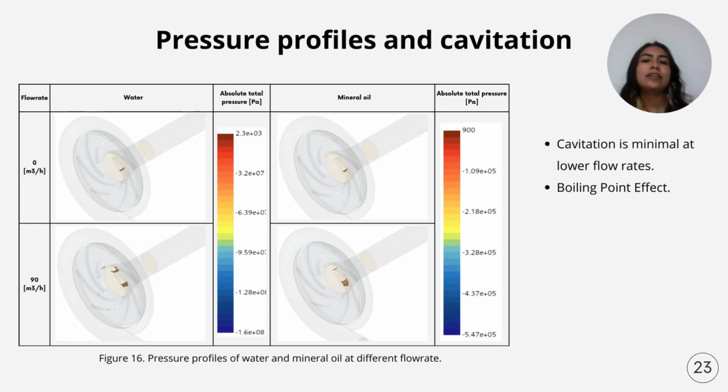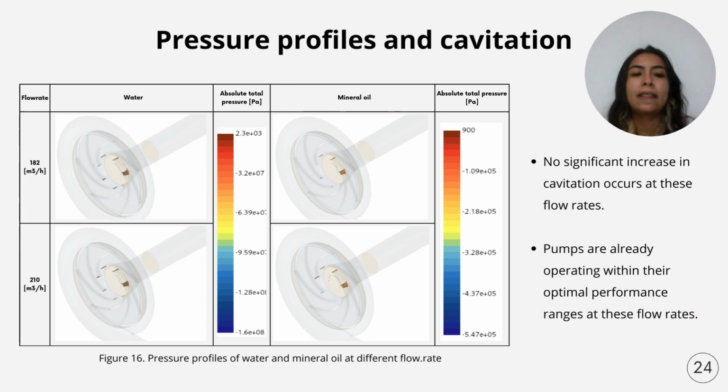While cavitation is an undesirable process in a pump, it is not critical if it occurs at the center of the pump, at the origin of the blades. For lower rates, such as 0 and 90 cubic meters per hour, cavitation is minimal for both fluids. There is a noticeable increase in water cavitation, primarily due to its boiling point.